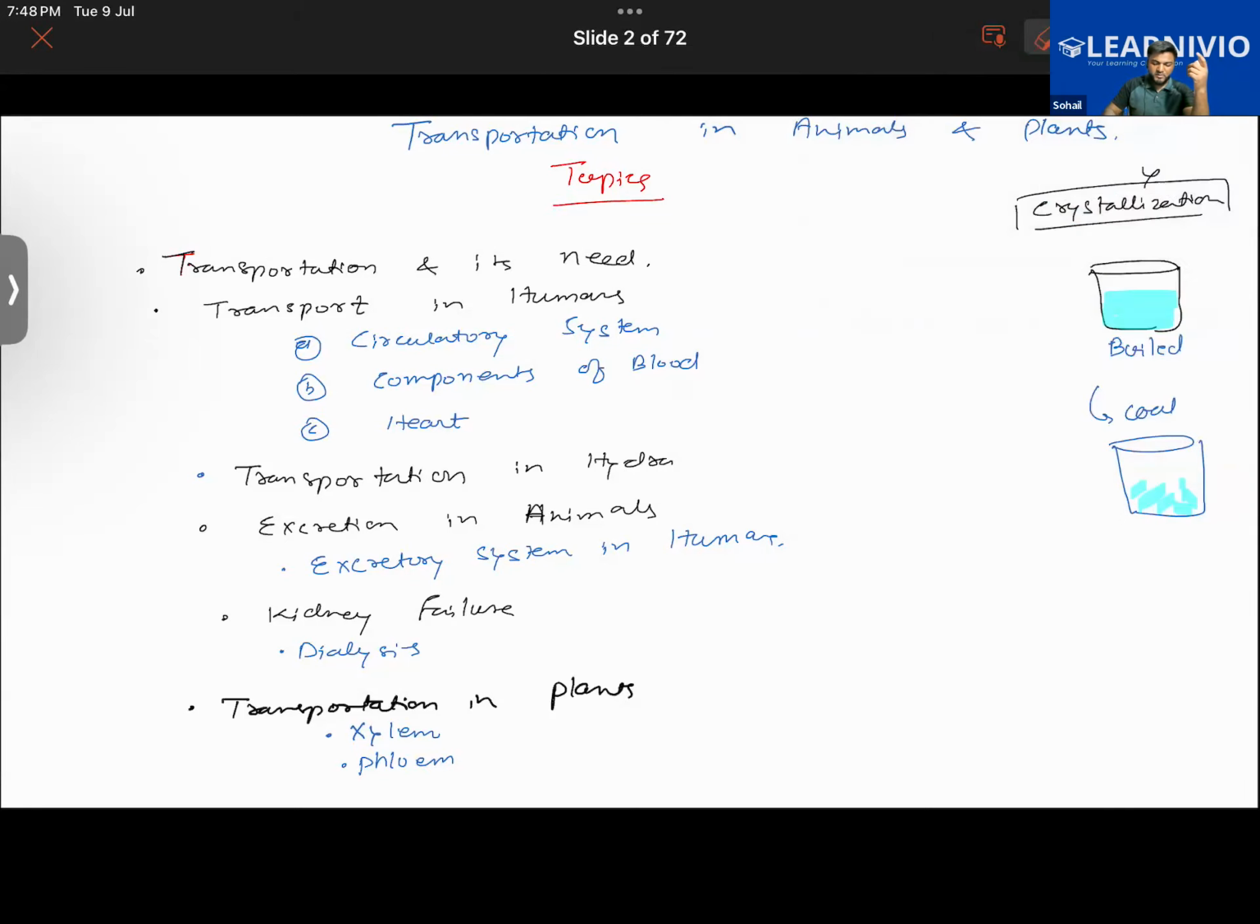Anyway, sometime we will revisit this concept. So crystallization is basically the process of separating pure solid substances from its solution.